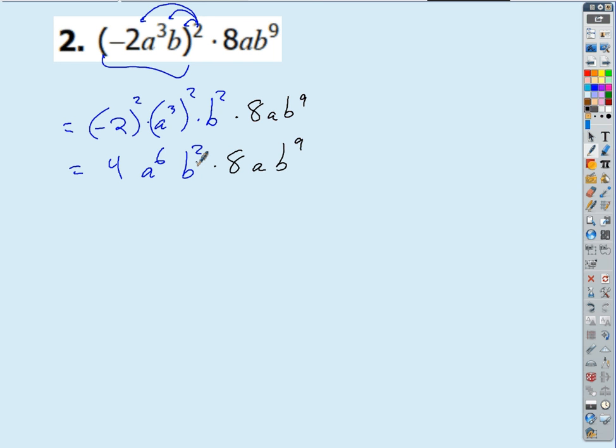Okay, so let's go ahead and do something like this. Let's rearrange these. So we're going to commute them, and take the product of the integers first. What's 8 times 4? 32. Okay, let's commute them, so we're going to multiply the a factors next. What's a to the 6th times a? A to the 7th, because there's an invisible 1 there. Then finally I've got the b's. What's b squared times b to the 9th? So there's my answer.